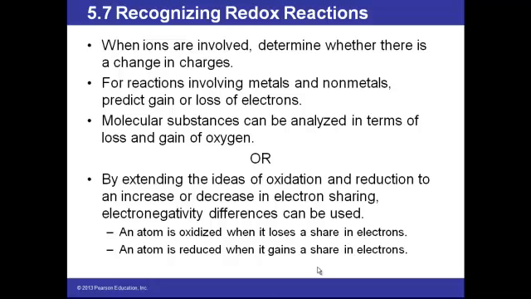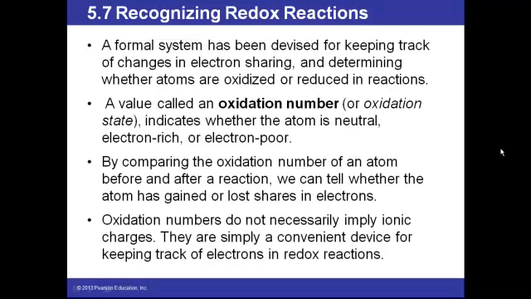So an atom is oxidized when it loses a share in the electrons, and an atom is reduced when it gains a share in the electrons. So what does this all mean? How can we boil this down a little bit? We actually have a formal system that's been devised for helping us keep track of changes in electron sharing. And this will help determine whether atoms are oxidized or reduced in the reaction. This is a value called the oxidation number, or oxidation state. And this is used in evaluating covalent bonds, since they don't normally take a full charge state.